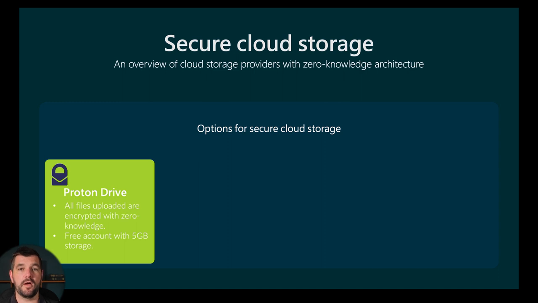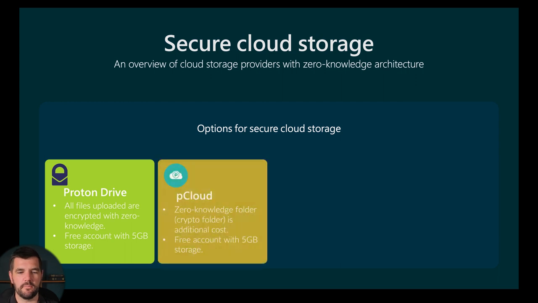First would be Proton Drive, and if it sounds familiar, this is part of the Proton family of mail and VPN. All files are uploaded and encrypted with zero knowledge. That means that Proton, the company, can't read anything that is kept in this cloud. It's completely encrypted and the user is the only one that has the keys. You get 5 gigabytes of storage, so depending on what you need to keep in the cloud, 5 gigabytes might be enough, or you might need to pay for a larger option.